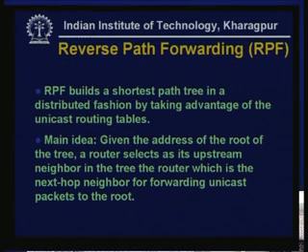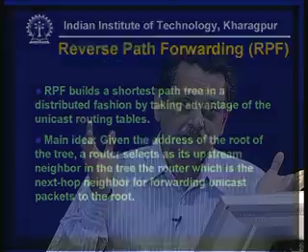Now, let us see the details of reverse path forwarding. RPF is the way to build the tree. RPF builds a shortest path tree in a distributed fashion by taking advantage of the unicast routing table. The main idea is the following: given the address of the root of the tree, you know the source, this tree is being formed from the receivers. Each of the destinations, that means each of these potential recipients, is trying to reach up to the source, and for that they use the unicast routing table which is already there on the router.